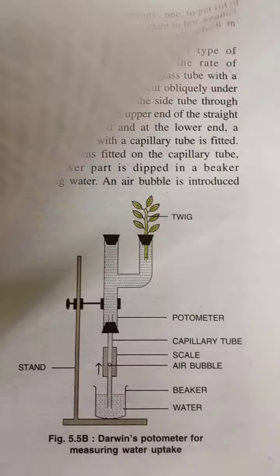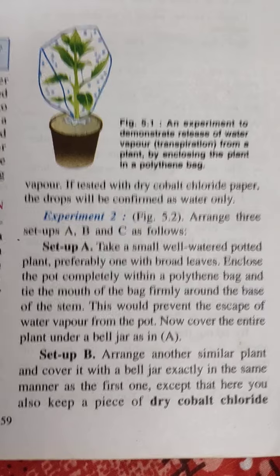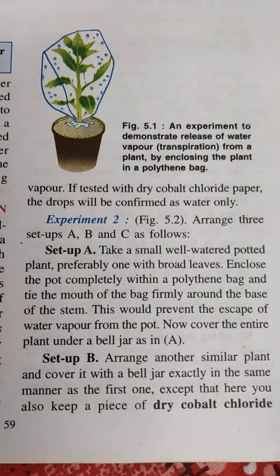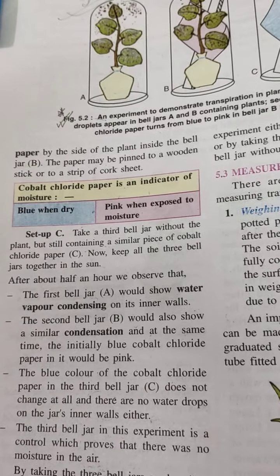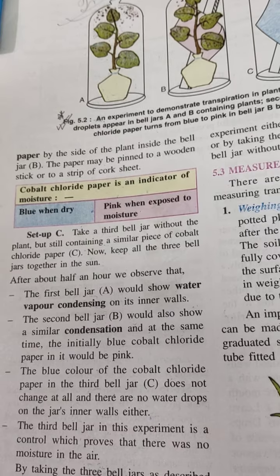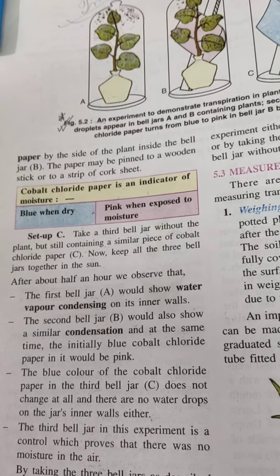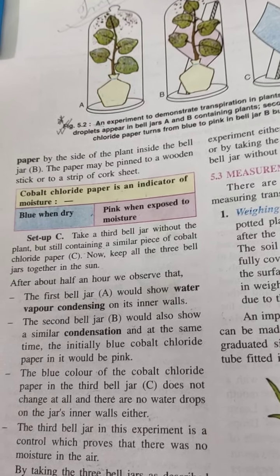Similarly, set up B. Arrange another similar plant and cover it with a bell jar exactly in the same manner as the first one, except that here you also keep a piece of dry cobalt chloride paper by the side of the plant inside the bell jar, that is B. The paper may be pinned to a wooden stick or to a strip of cork sheet. And setup C, take a third bell jar. This is the control setup. So without the plant, we'll keep the cobalt chloride paper.